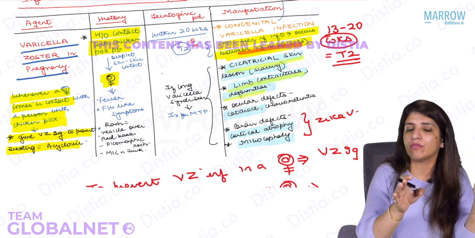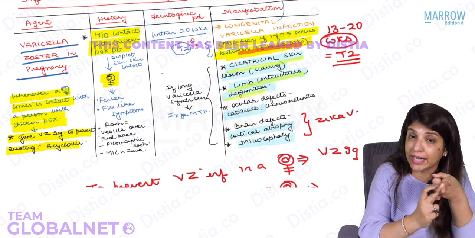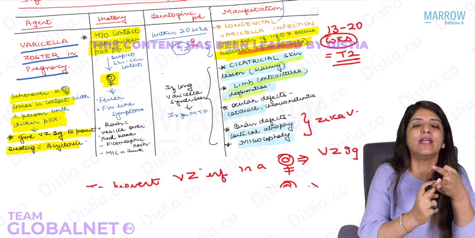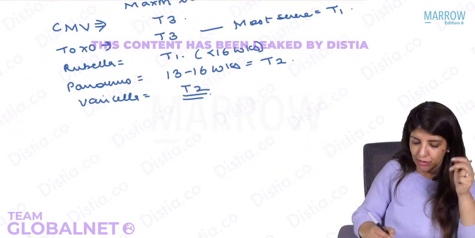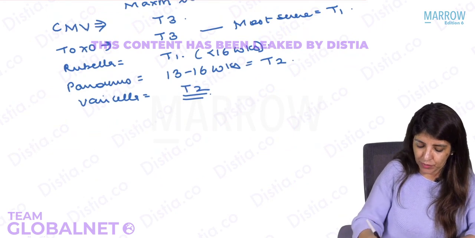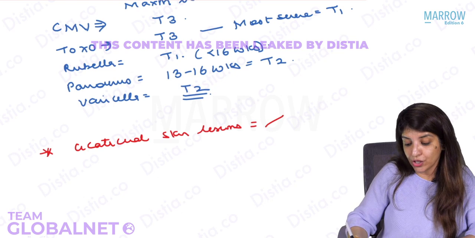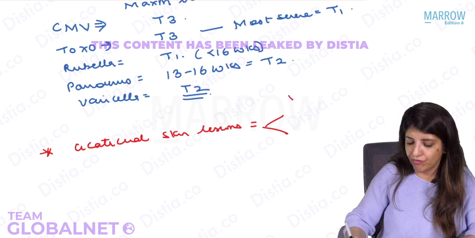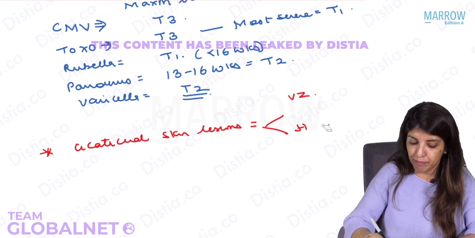So for congenital varicella syndrome, all of you are going to remember that it leads to cicatricial skin lesions. It leads to limb contractures. Right? Now, if you have made this table, write one more point. Cicatricial skin lesions are seen in two infections. Number one, varicella zoster infection, and number two, herpes infection.